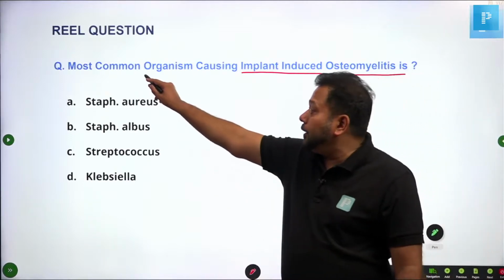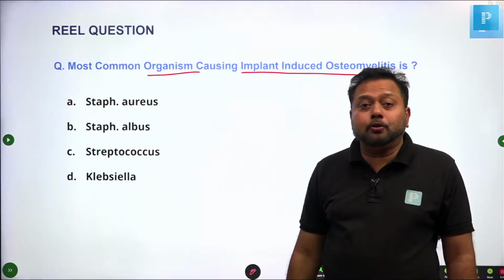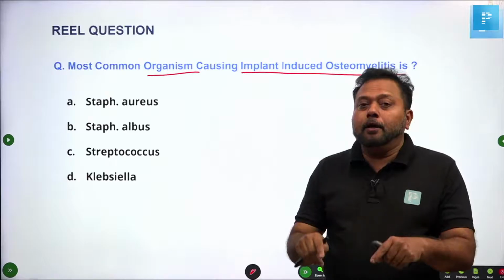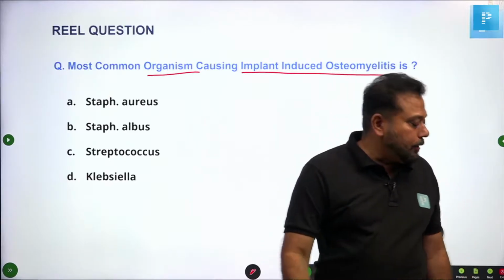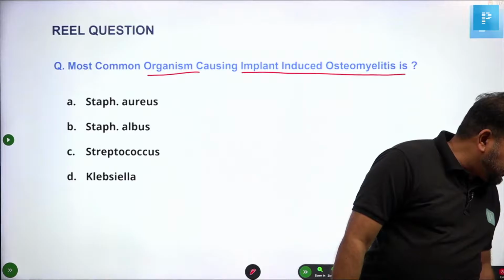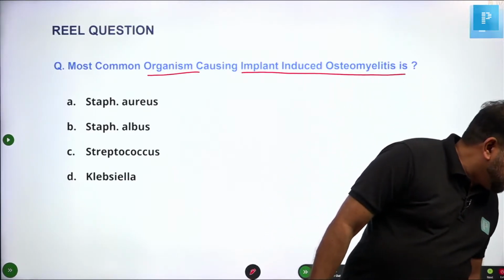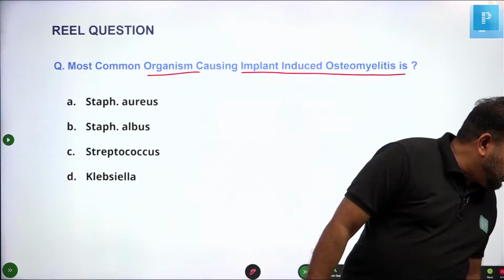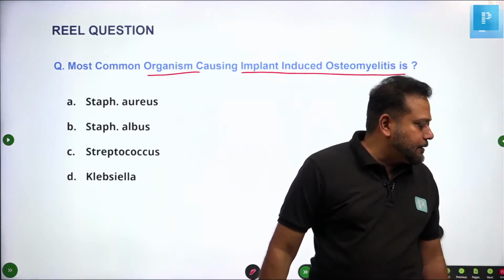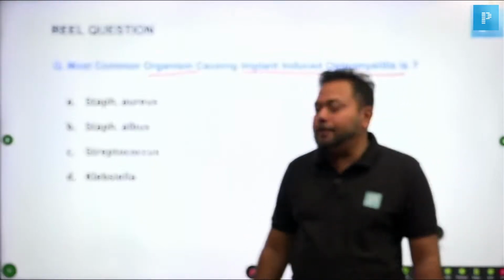Most common organism causing osteomyelitis is Staph aureus. There is no doubt. But implant-induced, you are putting a plate or a screw inside, and what is the most common cause? Shaheen has answered it correctly. Mohit has answered it correctly.